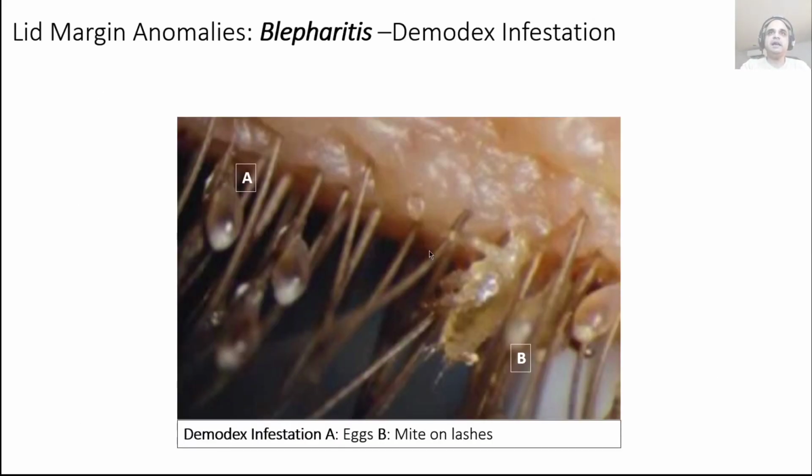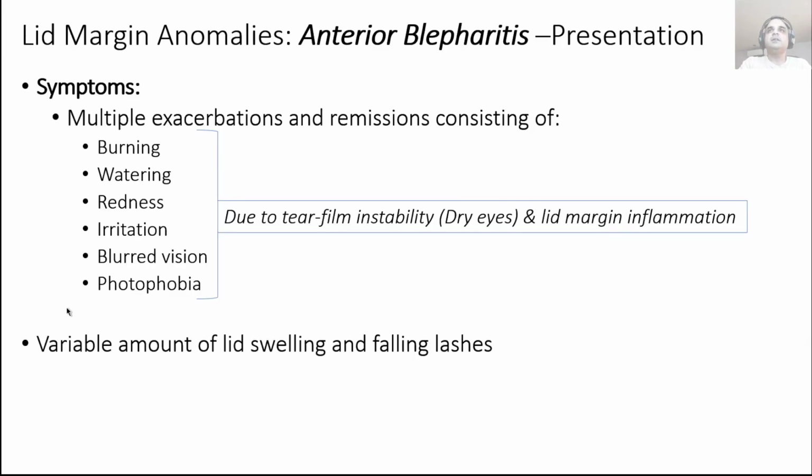These are eggs. This is the actual mite. This is on lashes of a patient. And these are the symptoms. And these symptoms, burning, watering, redness, irritation, blurred vision, and photophobia, are all because of tear film instability, leading to lid margin inflammation. Tear film instability because of lid margin inflammation.